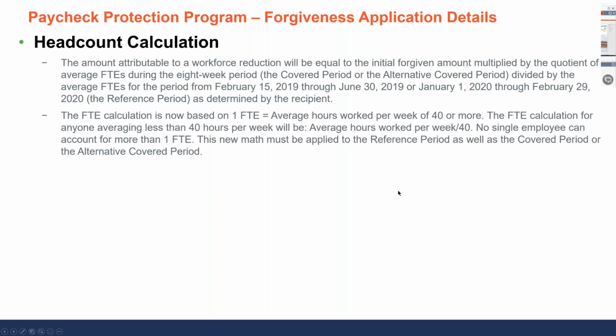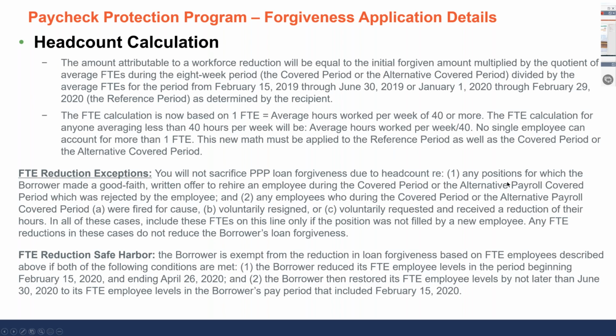So, the headcount calculation. The amount attributable to a workforce reduction basically will be equal to the initial forgiven amount multiplied by the quotient of your average FTEs during the 8-week period, either your covered period or the alternative covered period, divided by the average FTEs for the reference period, which is either 2/15/19 to 6/30/19 or 1/1/20 to 2/29/20. Basically, the big difference here is that the FTE calculation is based on one FTE equals someone who has average hours worked per week of 40 or more, and the FTE calculation for anyone averaging less than 40 hours would be the average hours worked per week divided by 40.